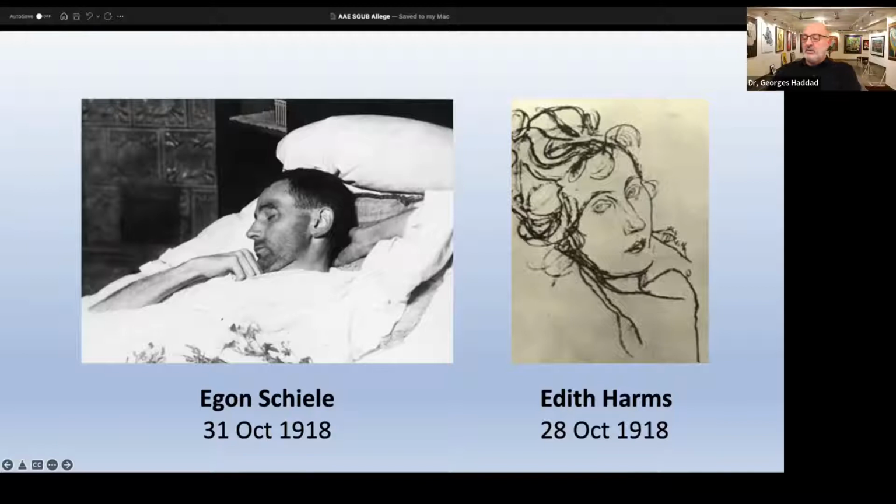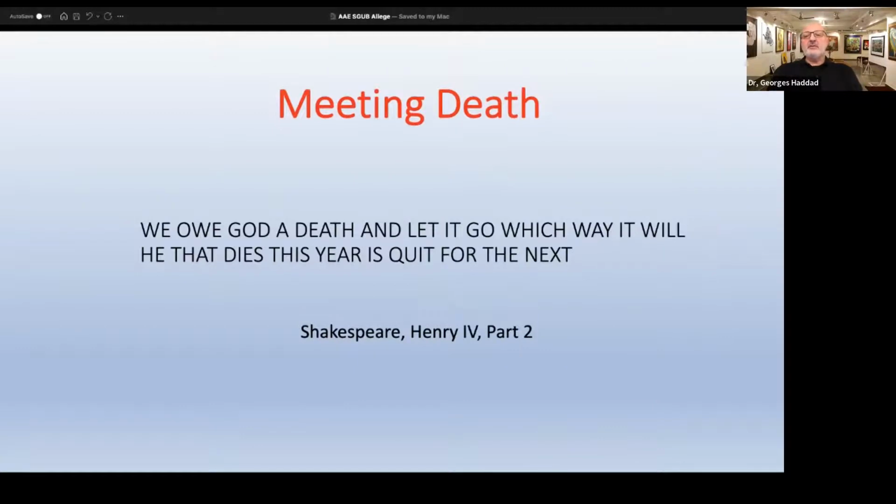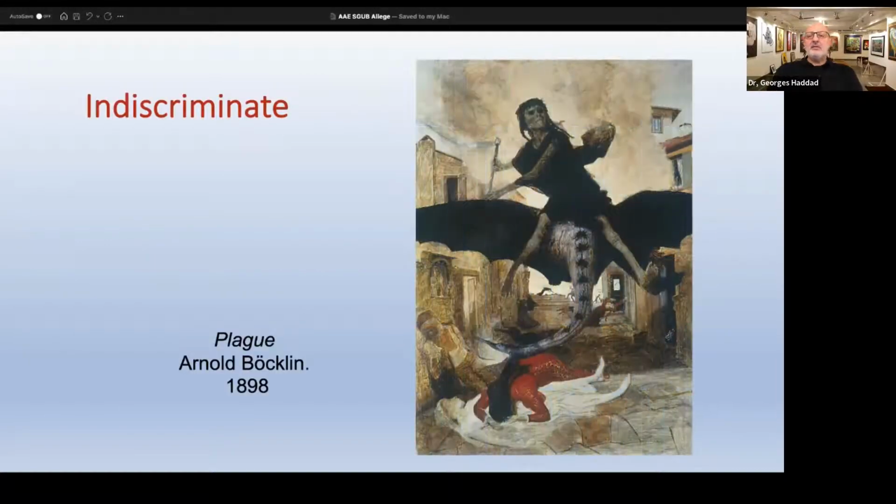So not only did artists suffer from the plague, but some of them died from the plague. Some of them lost their families from the plague. The first thing that you do when you have such a catastrophe is that you have to meet death. So let us see how death was depicted by the artists.